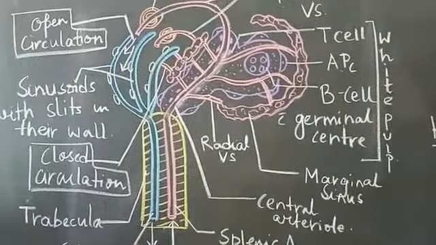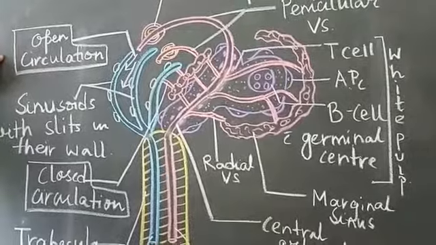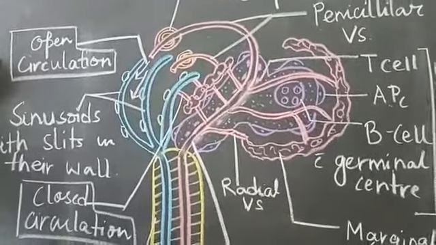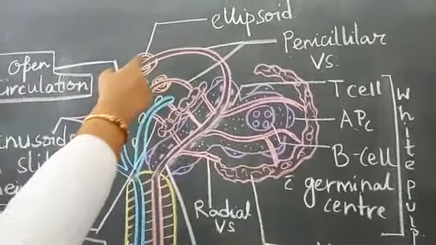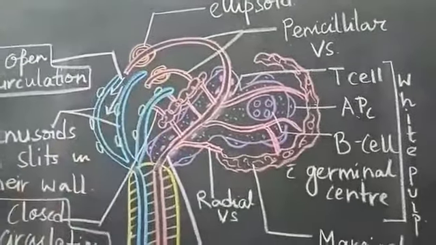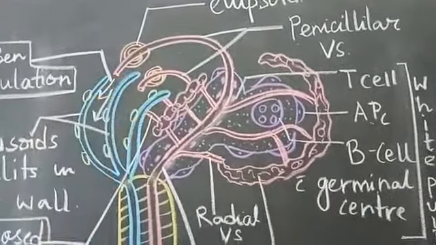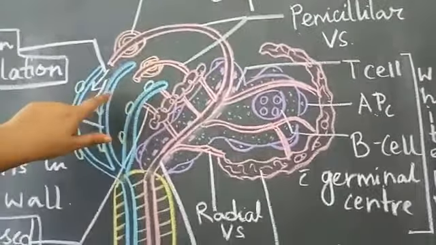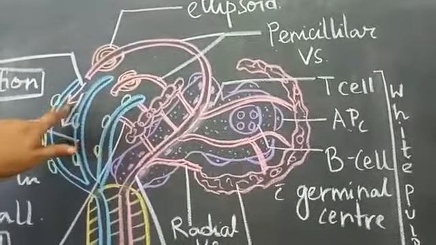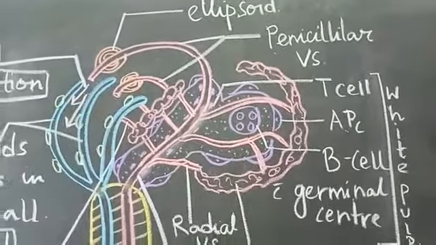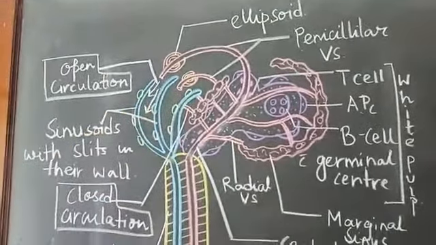But another school of thought is about the open circulation. It is a slow circulation, and the transit time is more. After blood flows through these penicillar vessels, it will pass through these spaces. What are these spaces? This is the space of red pulp. 75% of splenic parenchyma is occupied by red pulp. So blood has entered inside the red pulp.